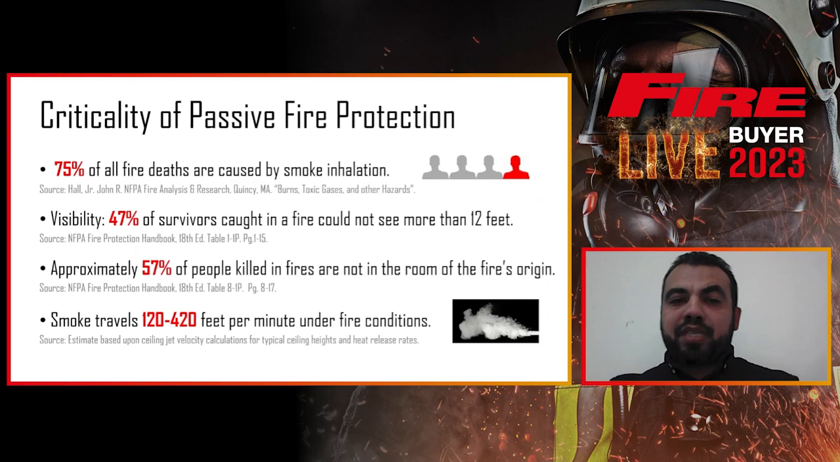Also, approximately 57% of the people killed in fires are not at the fire origin. They are in areas adjacent to the main fire origin. Smoke travels very fast, around 120 to 420 feet per minute. So containing and confining fires at the fire origin is very important to give people time to escape from the building.